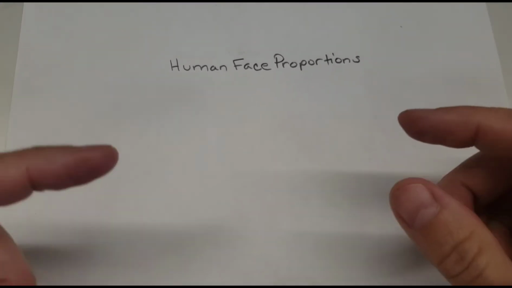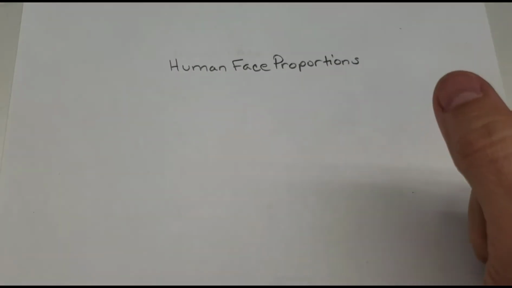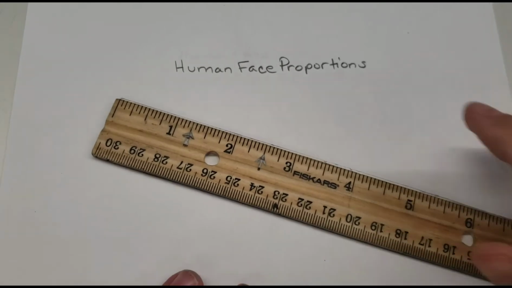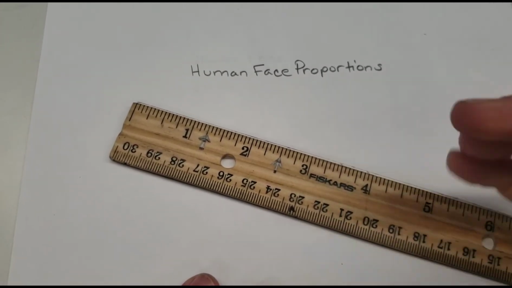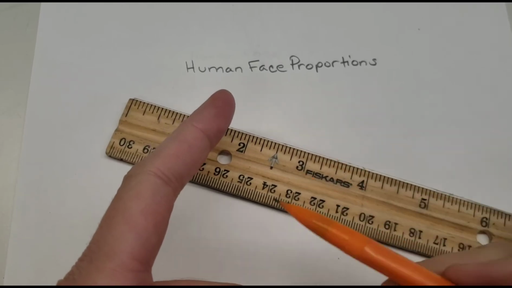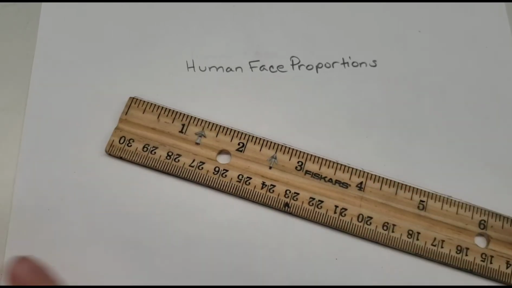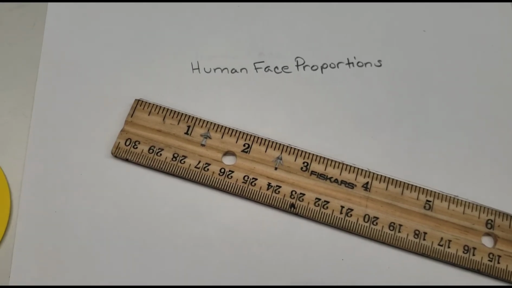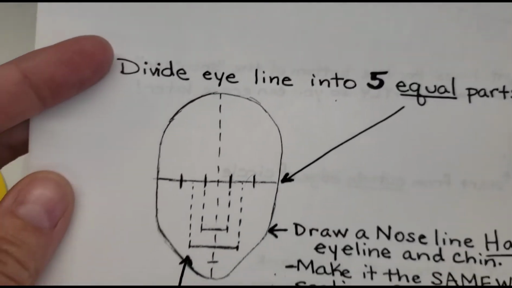Today we are going to draw a human face, and we're going to use a couple of things: a ruler, a pencil, and you're going to follow the steps. Each step that I tell you is going to build on the last step, so that eventually after this video, you are going to have some very high quality work that should look like this.